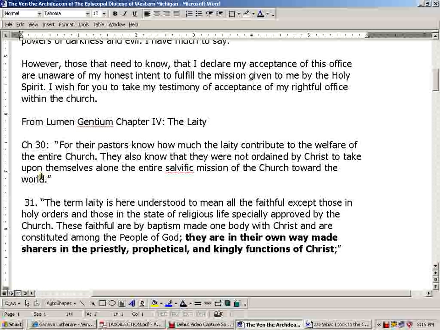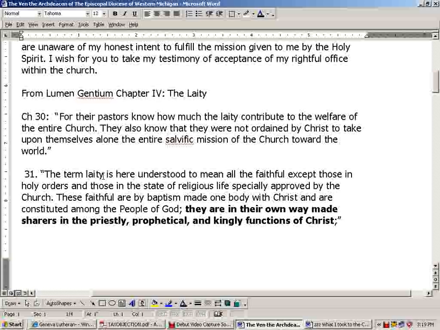What's it saying here? For their pastors to know how much the laity contributed to the welfare of the entire church. They also know that they are not ordained by Christ to take upon themselves alone the entire salvific mission of the church toward the world. That's the pastors. They're not supposed to do it all.